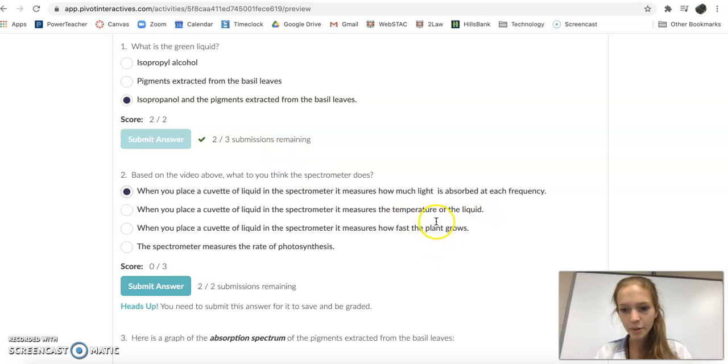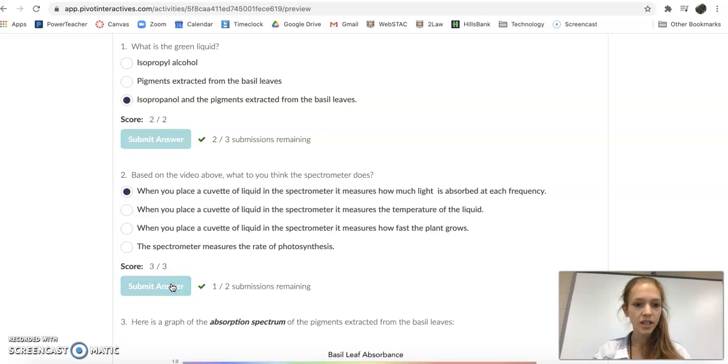We weren't measuring temperature of the liquid. We definitely weren't seeing how fast a plant grows. There's no whole plant in there, right? And we weren't measuring the rate of photosynthesis. We already did that, right? When we measured the rate that carbon dioxide was being consumed. So this first answer is correct.